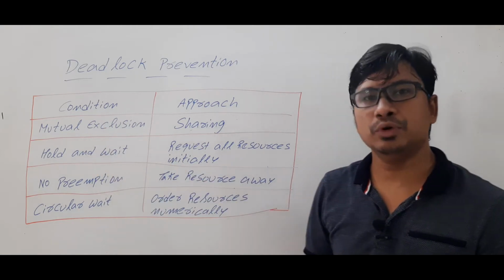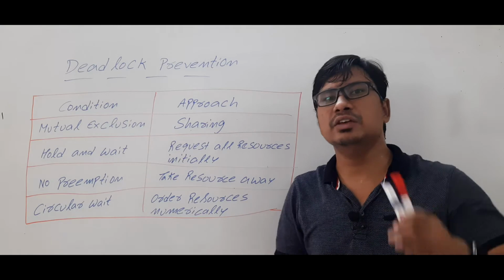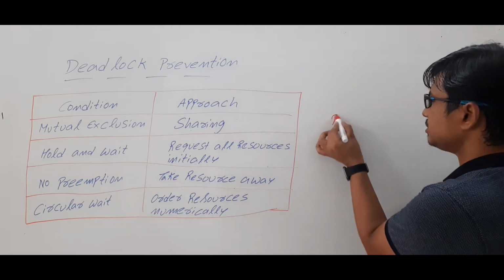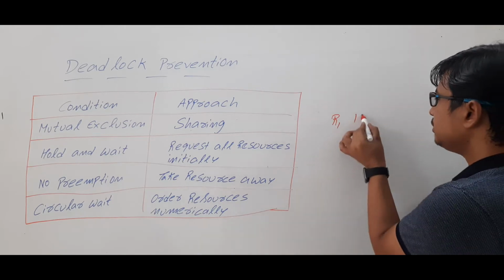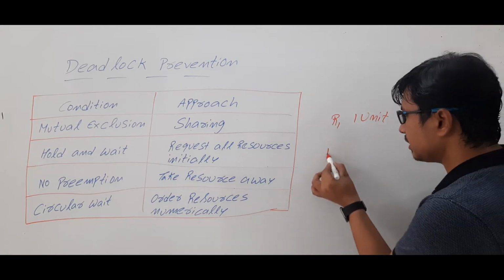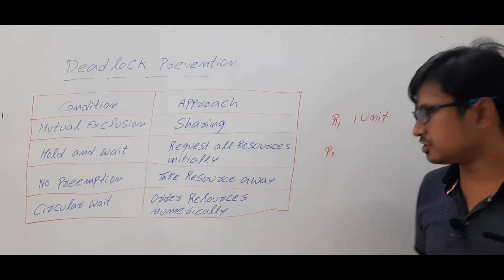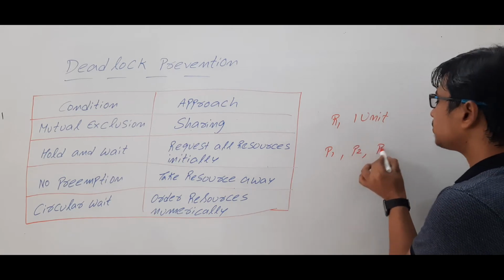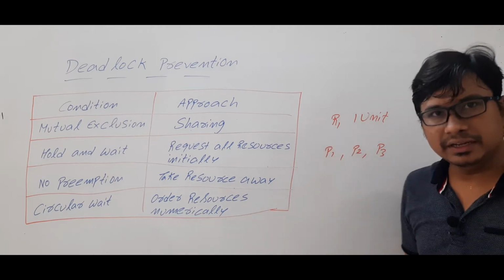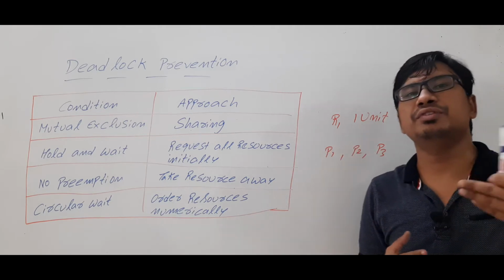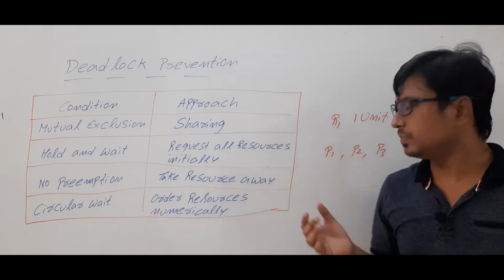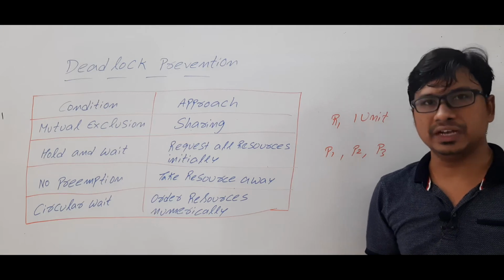Now first let me discuss mutual exclusion. Then we will discuss what will happen if I disable the mutual exclusion condition. Let's take that you have a resource R1 and you have 1 unit of resource R1. Now if you have 1 unit of resource R1, either you can allocate it to process P1 or process P2 or process P3. Is it clear? Meaning, if you have 1 unit of resource R1, any one process can use it at any instant of time. That is what we call mutual exclusion.